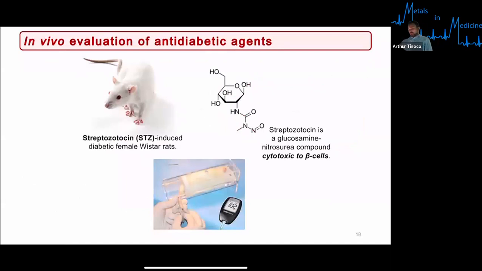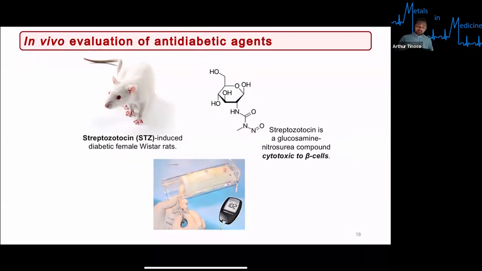All right, so studies were done in order to assess the property of these different compounds. So this is just a perspective of the in vivo evaluation of an anti-diabetic agent. So what you're doing here is creating a model of diabetes. So you're using this compound STZ. It induces diabetes in Wistar rats. Okay, so this is a rat model in which diabetes is induced. And so what exactly is that molecule doing?